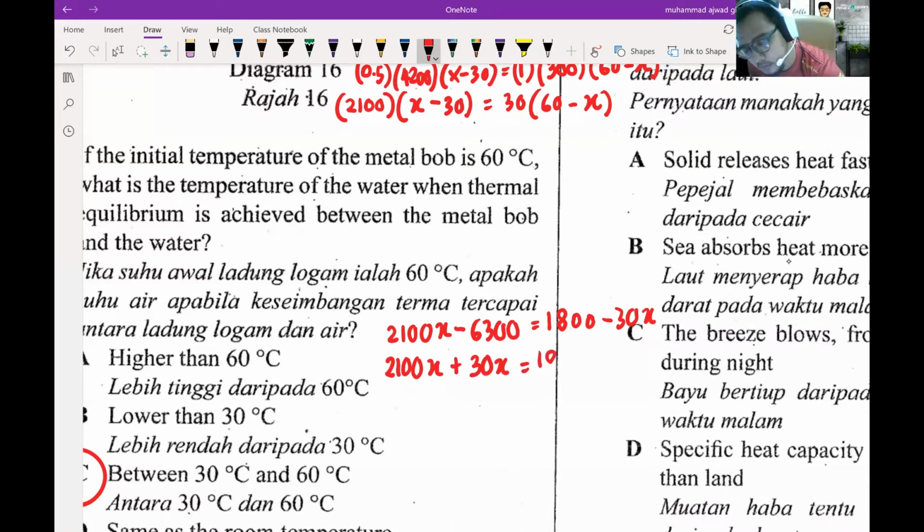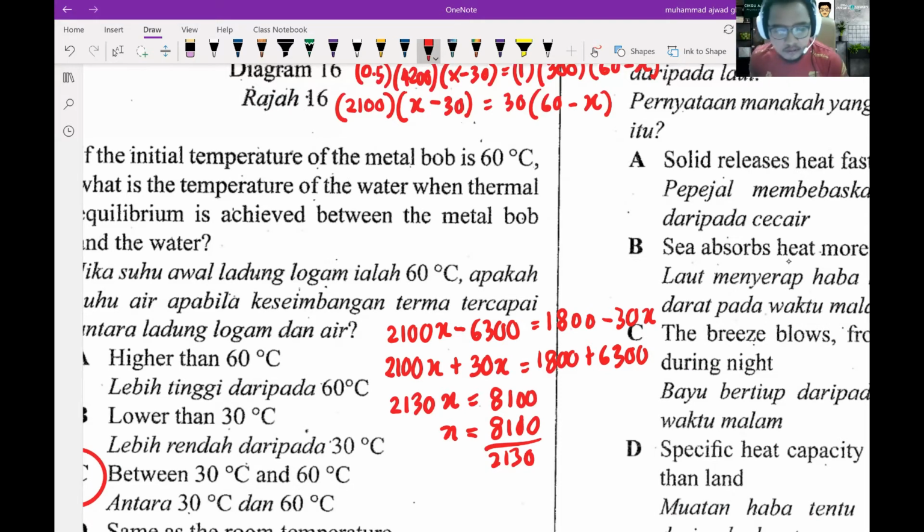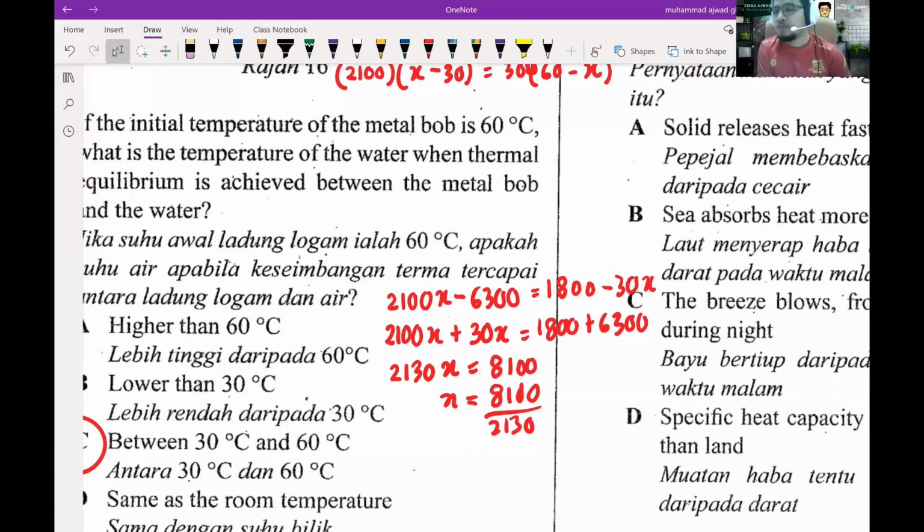Kumpul X. Cikgu, saya rasa cikgu dah salah dah. Cikgu salah kat mana? Specific heat capacity untuk bob is 300 not 30. 300. Cikgu saja buat salah, nak tengok korang perasan ke tak. Thank you. 300. Itulah, tegur orang salah, cikgu buat salah. Okay, itu menunjukkan apa? Cikgu juga manusia, tidak sempurna. Okay, so 300 darab 60.